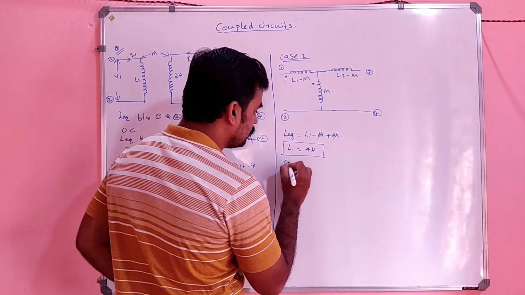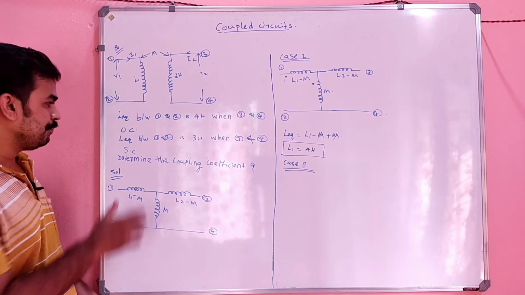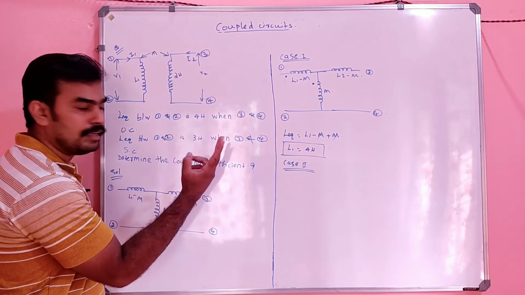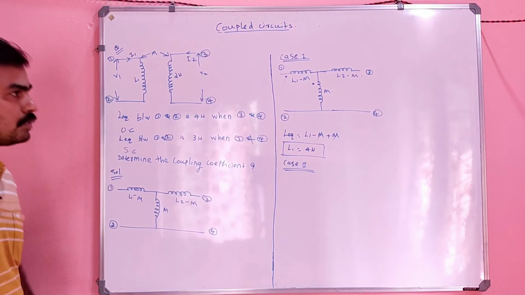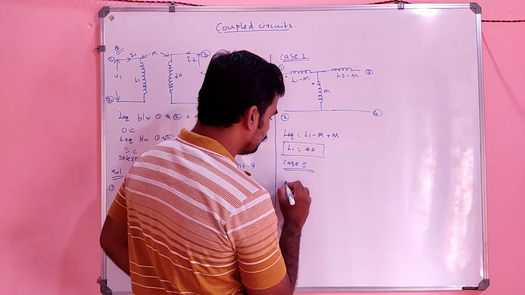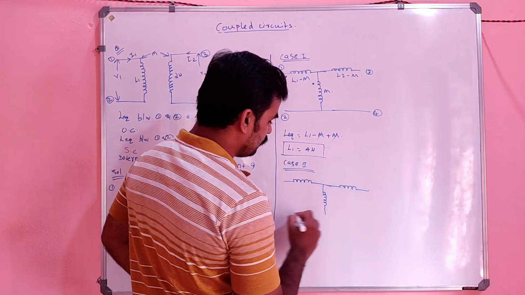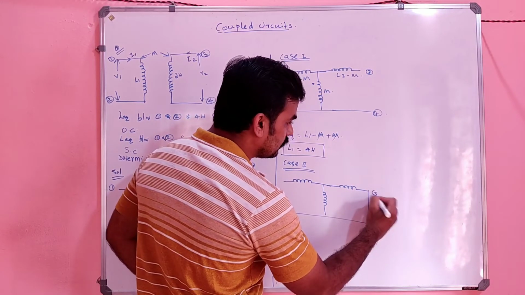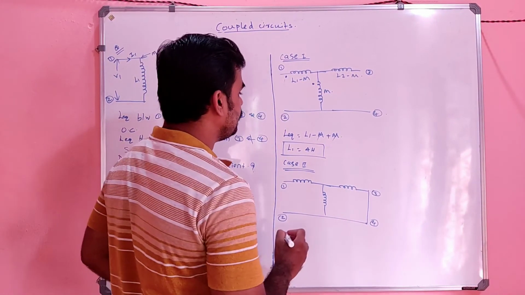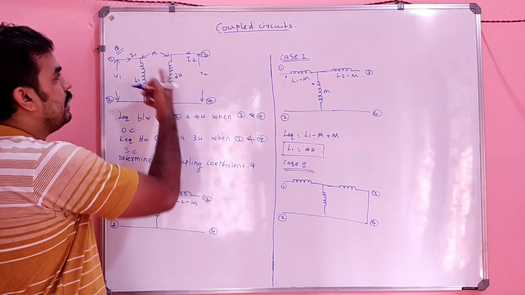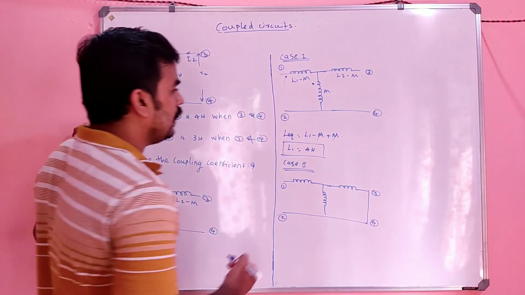And let's discuss case 2. What is case 2 here? See, in the question, L between 1 and 2 is 3 Henry when 3 and 4 are short circuited. So what will be the figure now? It is short circuited. L1 minus M. L1 is 4, right? 4 minus M. Is there any M given in the question? No. Okay, simply L1 minus M.